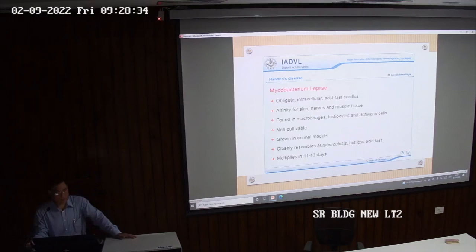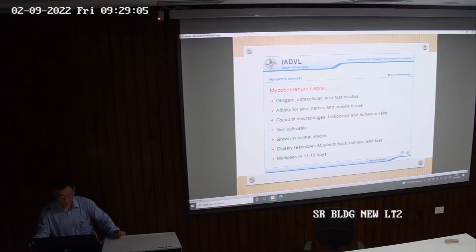Not cultivable, so they cannot be cultivated. If you want to diagnose, you cannot go for culture for this bacteria. There are other fungi, bacteria and viruses which can be cultured and shown on slides, and we can go for culture and sensitivity. But in the case of mycobacteria, we are not able to culture them. We cannot culture them in artificial media, but they can be grown in certain animals.